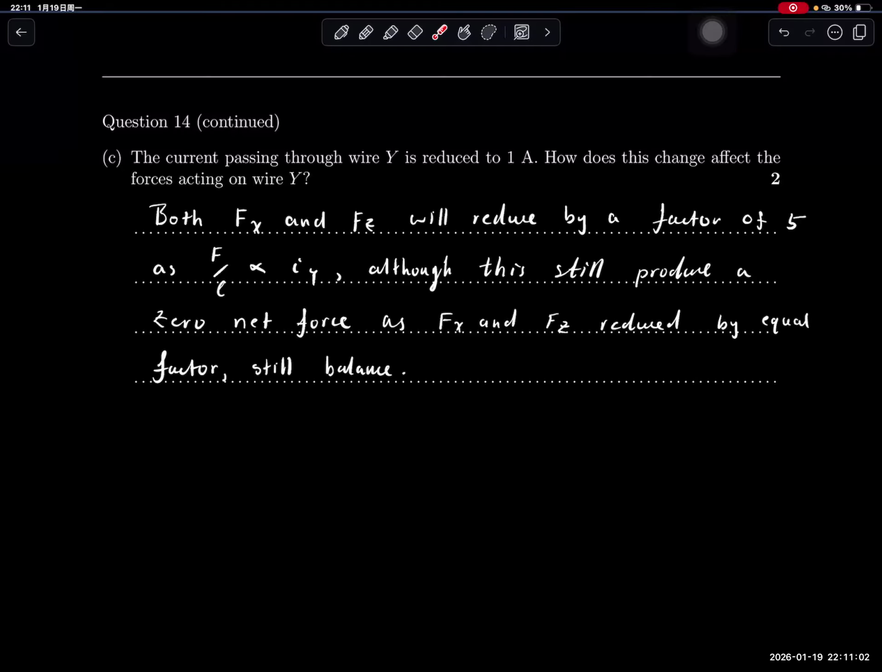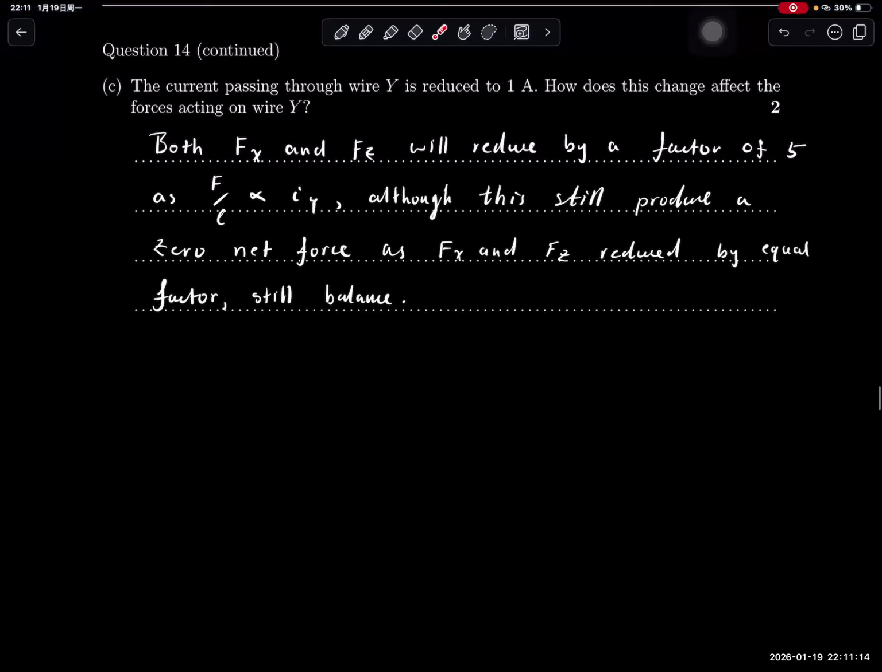No change in the state of motion. It will all be stationary, but the force will be reduced. The force will be smaller. It's still balanced, but the smaller force will be balanced. So, sort of say that.